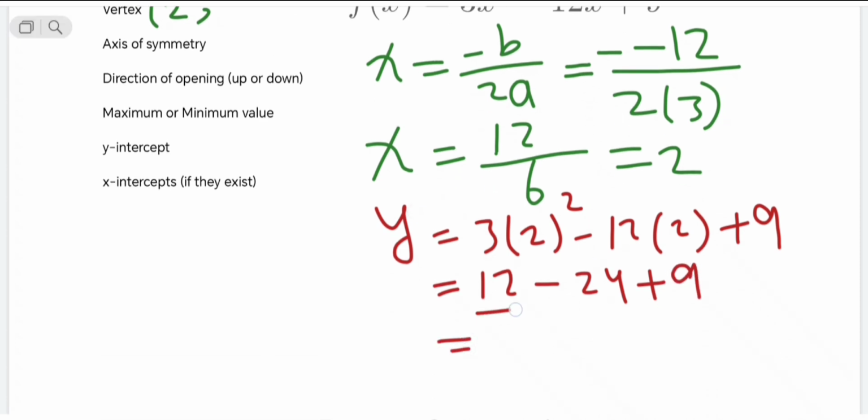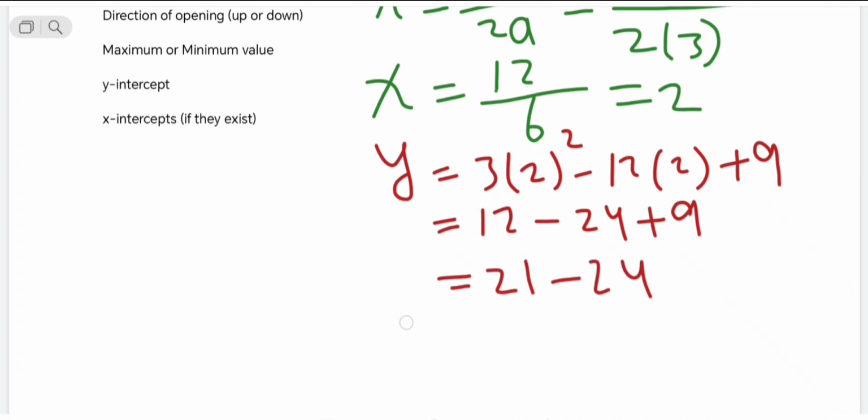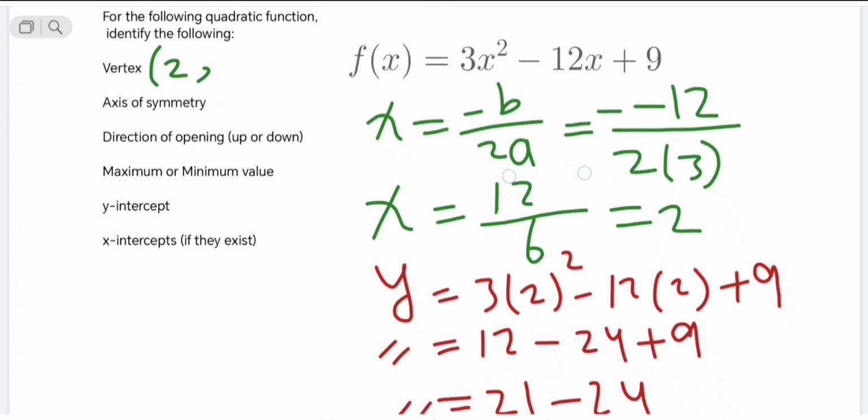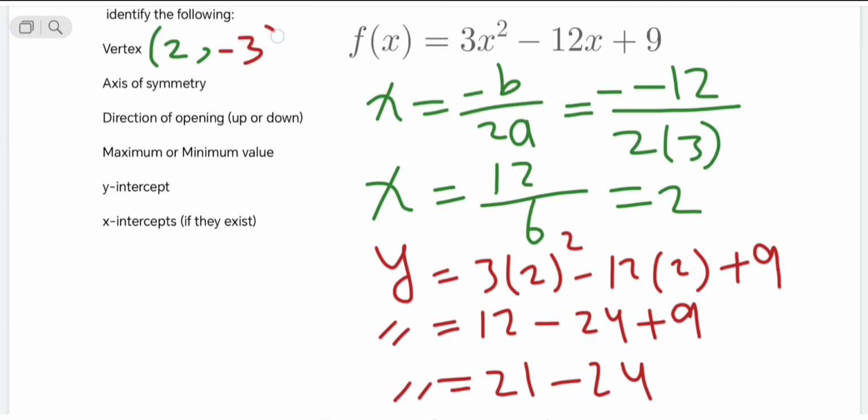So 12 and 9 both are positive. We will add. So 12 plus 9 equals 21, minus 24. So y equals minus 3. 21 minus 24 equals minus 3. So the value of y is minus 3. I hope you understand. Okay.